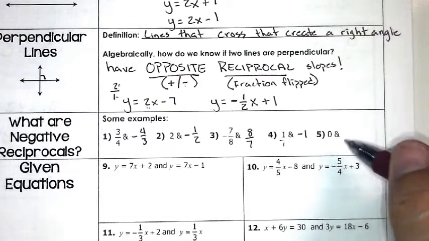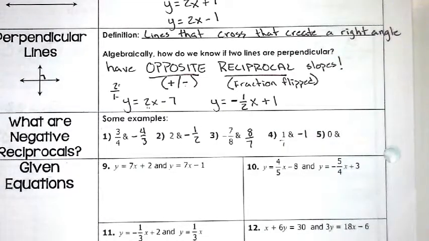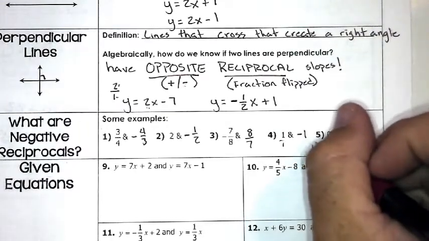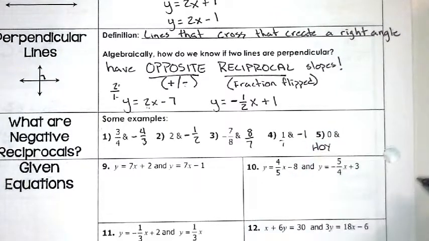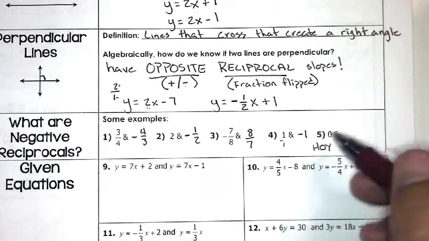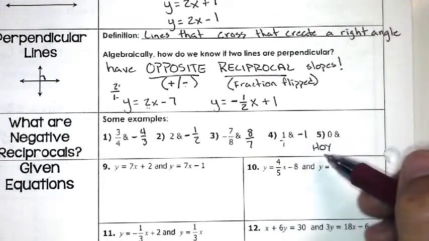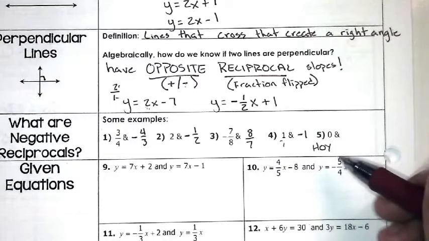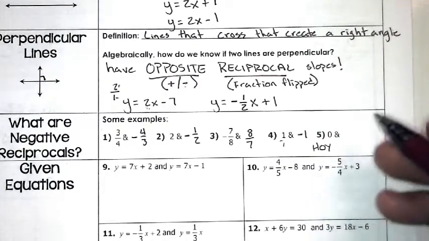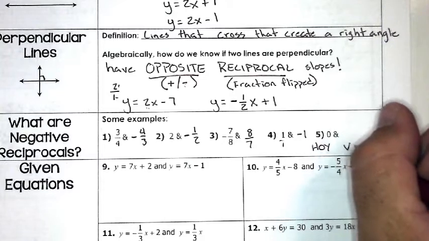If I have a slope of 0, what type of line do I have? Horizontal. What is the opposite of a horizontal line? A vertical line, which has what type of slope?